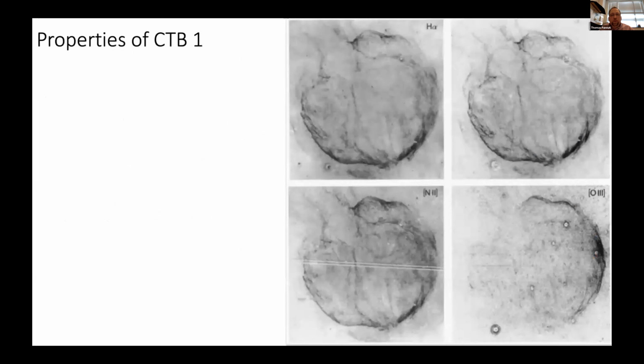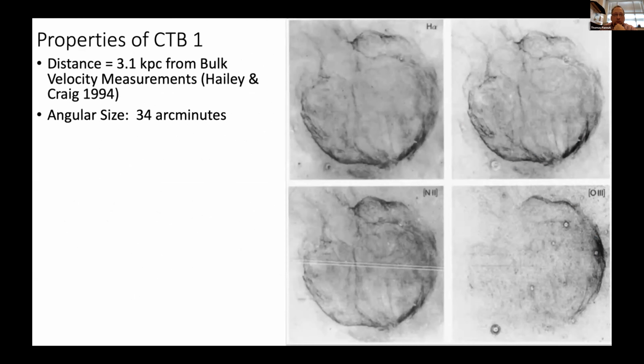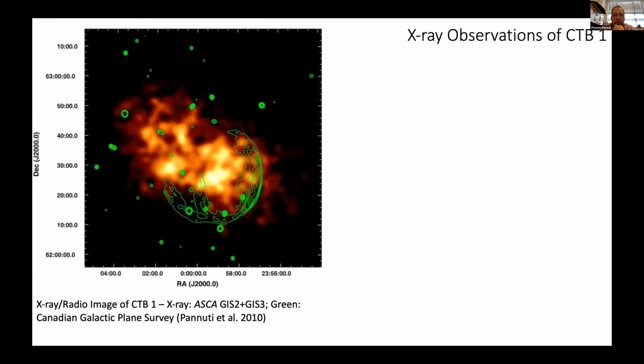Let me cut to the chase. Again, with respect to the time and the schedule, I can cut ahead to some of the results we've had for CTB 1. Work which was done previously was an analysis of ASCA, Suzaku and Chandra observations of this remnant here. It's dominated by this curious looking crescent shape over here.